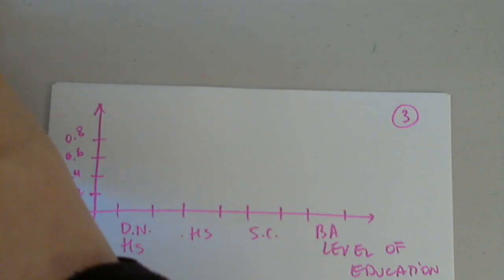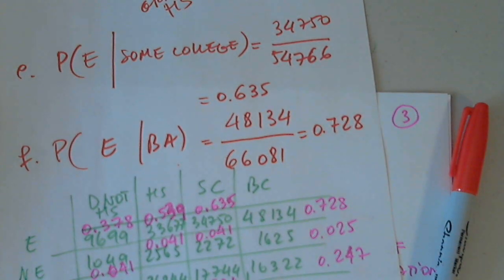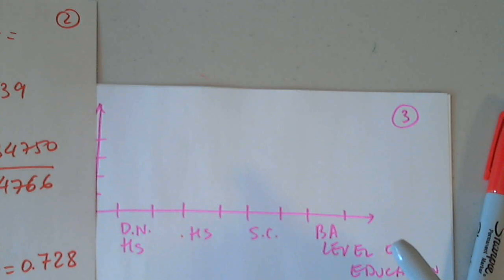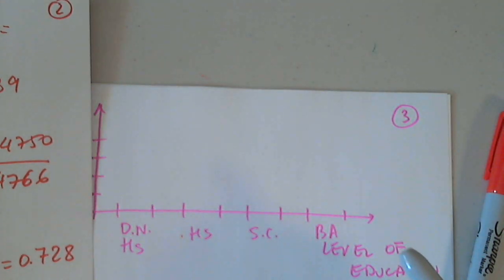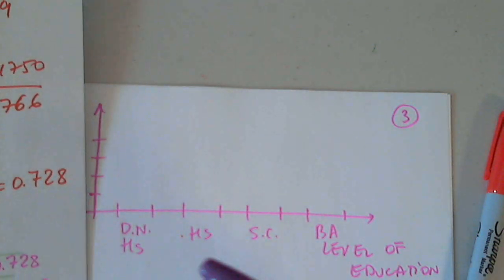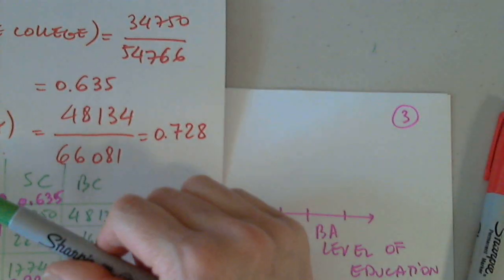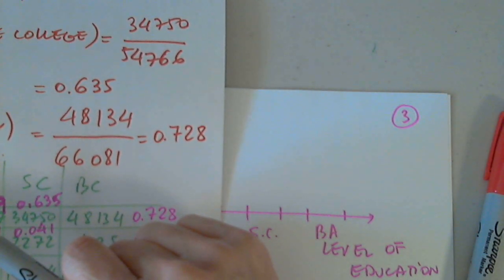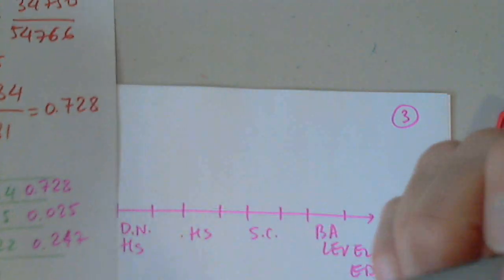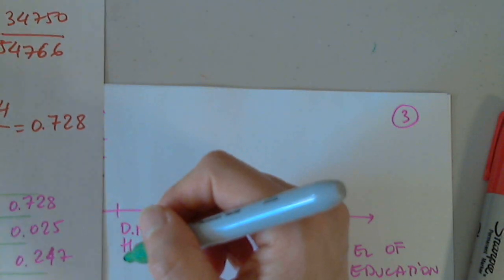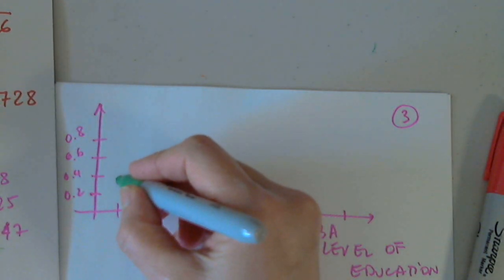Okay, so let me use 3 different colors. One for did not finish high school, one for high school, one for some college, and one for bachelor's. It depends on employed, unemployed, and not in labor force. Okay. So let me use green. I'm going to start with did not finish high school. So for employed, the employed is 37%. So I'm going to go this high.